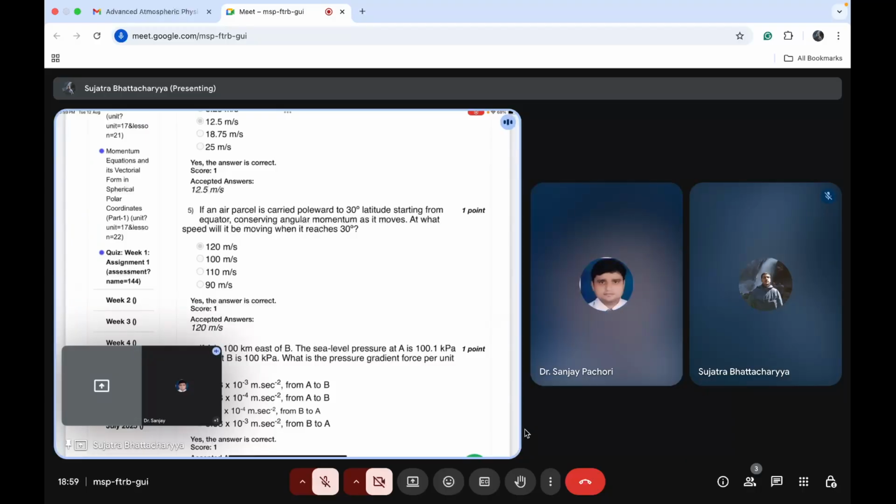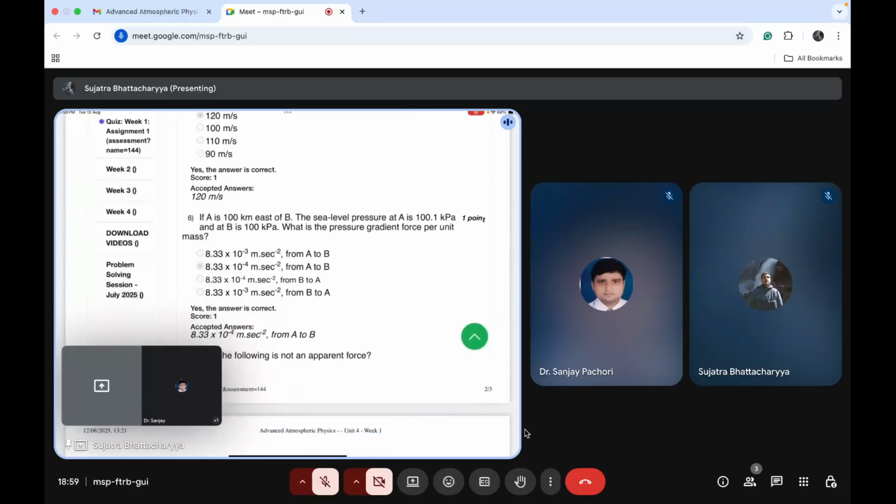Okay, let us see the next question. The sixth one is: if A is 100 kilometers east of B, the sea level pressure at A is 100.1 kilopascals and at B is 100 kilopascals, what is the pressure gradient force per unit mass?